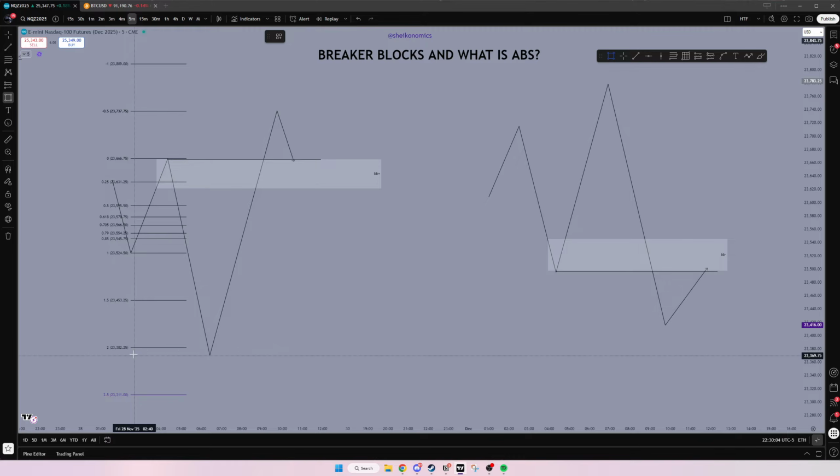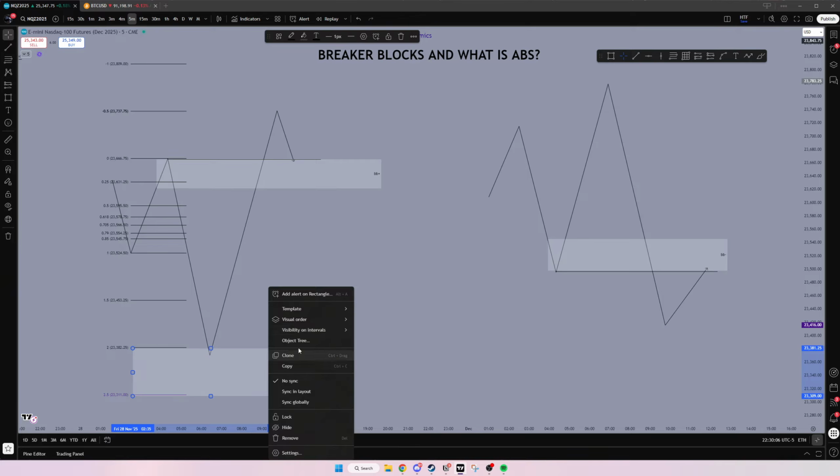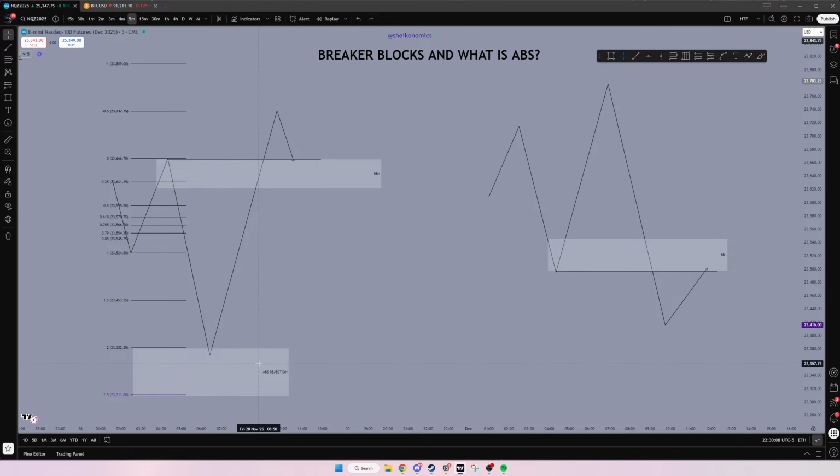So you look at this region right here. This right here is your ABS rejection, and this is just one confluence. Of course, you're going to align this with others, and we'll go over that too.